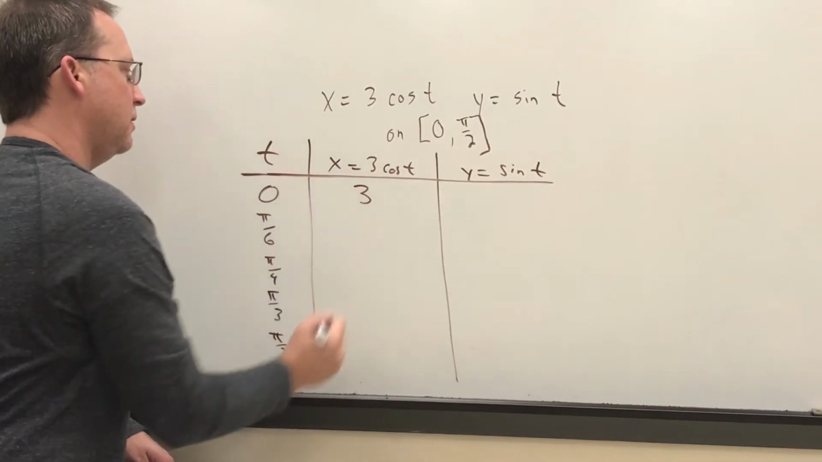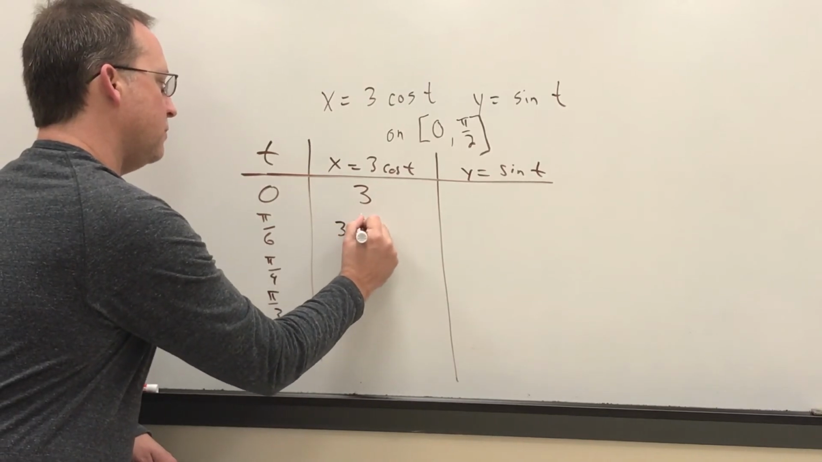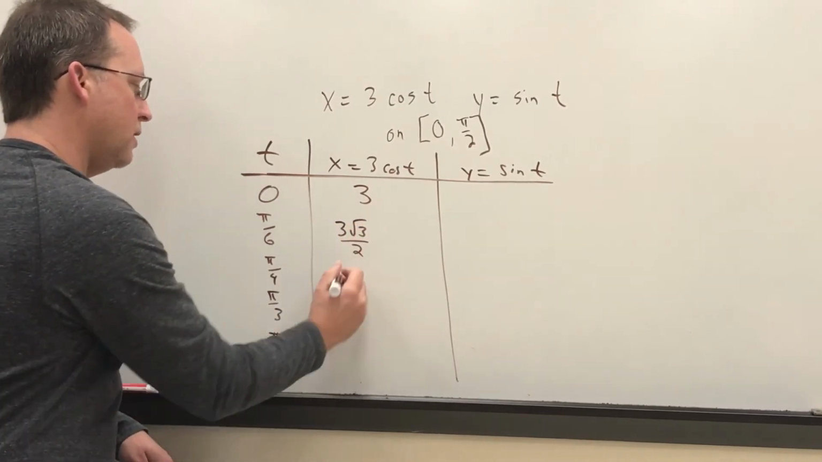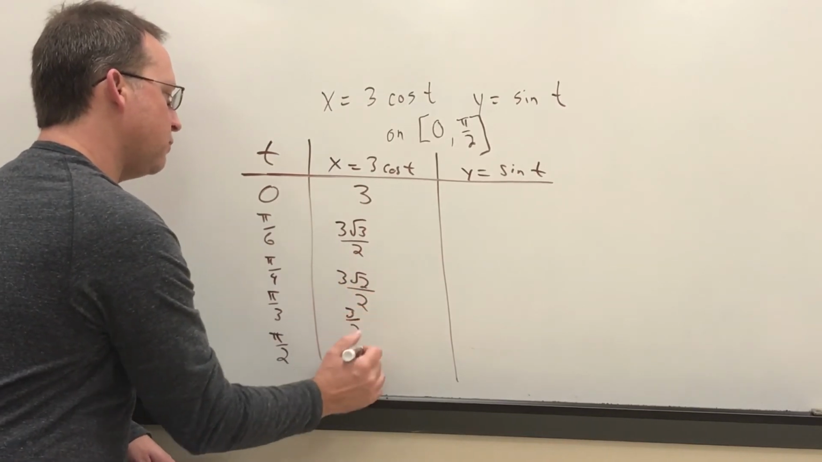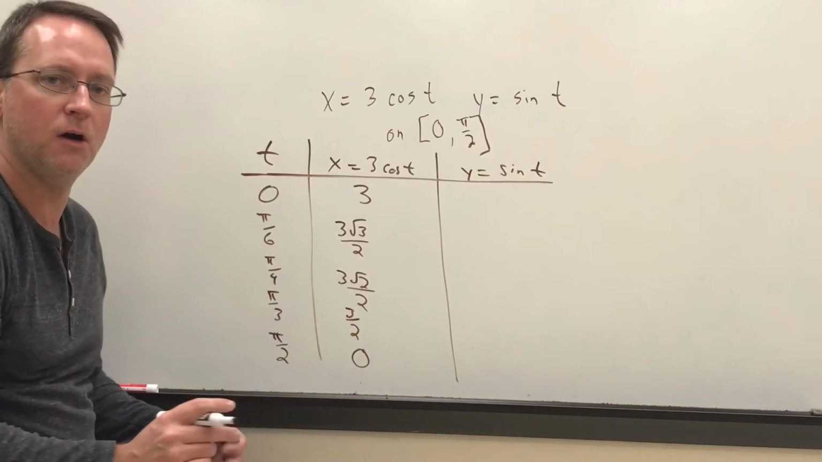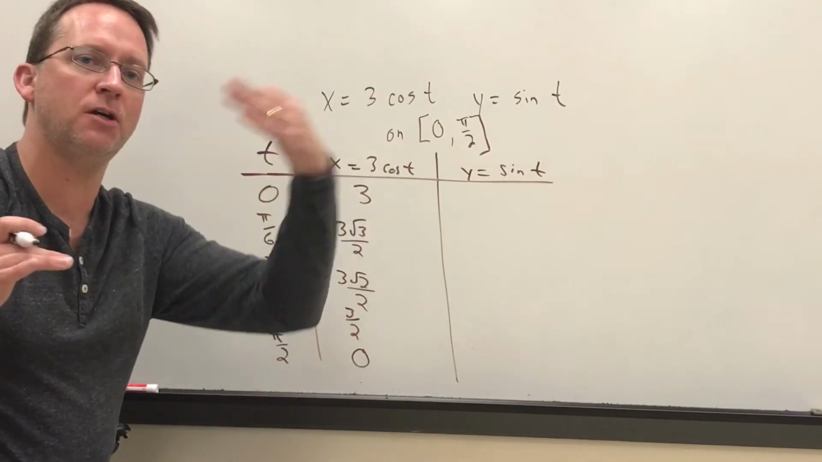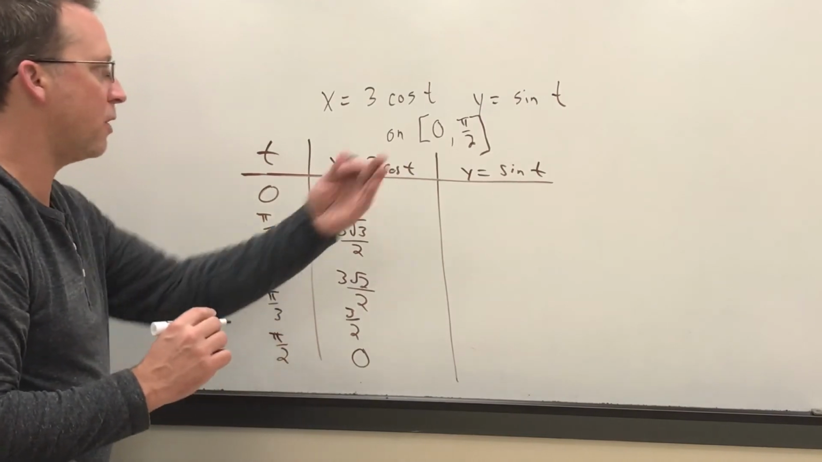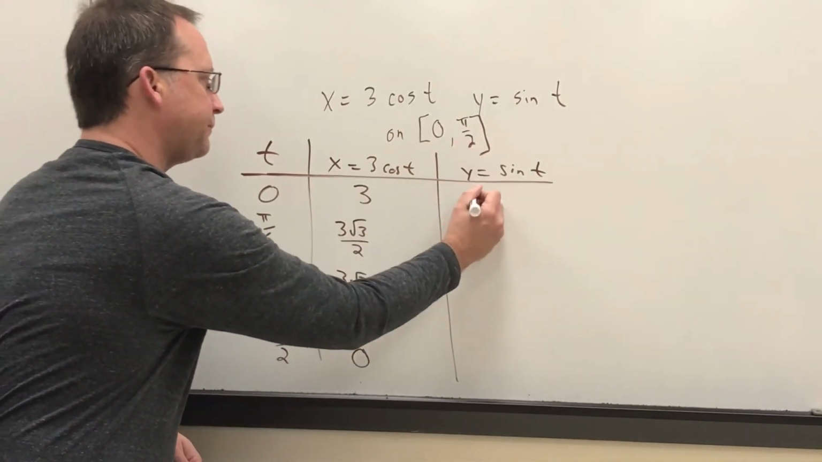So that'd be, I guess, 3 radical 3 over 2, and so on. Again, you can use your calculator to speed these up. I just want you to be able to get a feel for what the motion looks like, what the location of the particle or whatever is on the coordinate plane as you go.